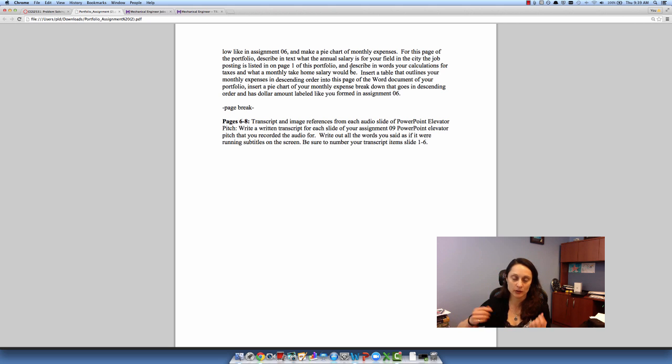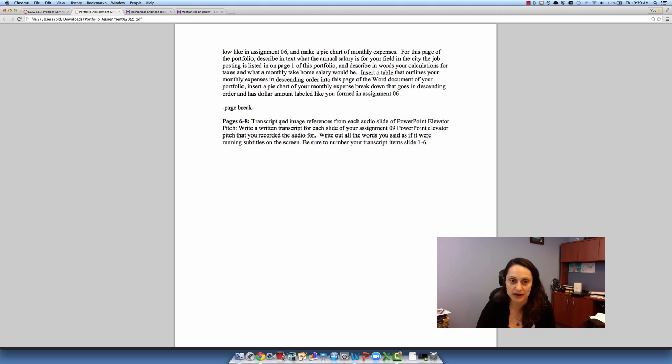them out in the descending order, and then insert the pie chart that shows the breakdown of your monthly expenses, making sure that pie chart goes in descending order, biggest pie slice to smallest like we did before, and that dollar amounts are labeled on it. And these are all being inserted into a single page of a Word document that's page 5 of your portfolio.